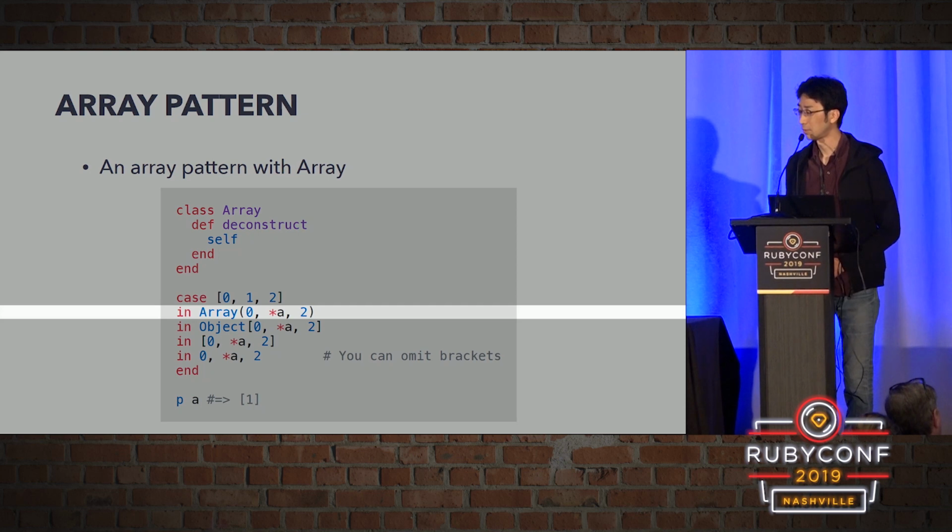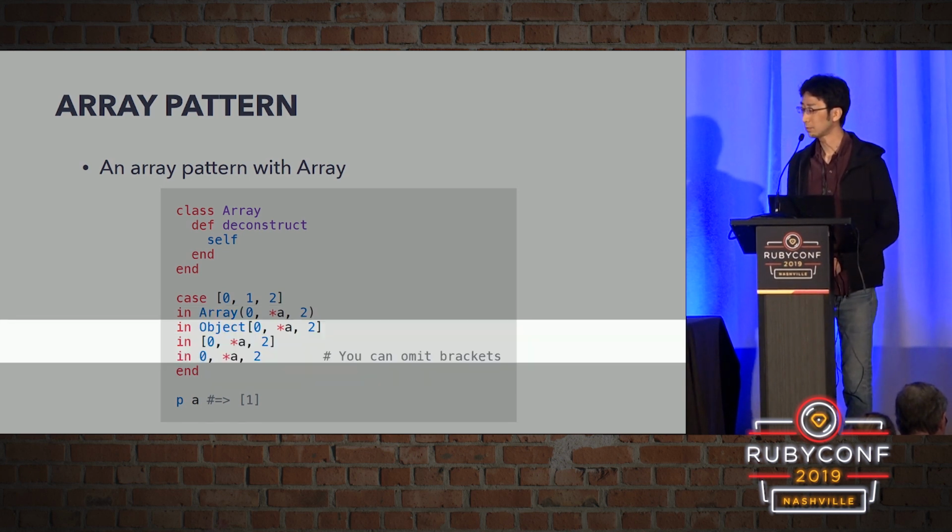Okay, so let me explain what happens in the first pattern. In this pattern, Array is specified as the constant. So Array triple equal [0, 1, 2] will be called, and it returns true. The deconstruct method for [0, 1, 2] returns [0, 1, 2]. So its return value will be applied to the subpattern 0, asterisk A, 2. So the pattern matches.